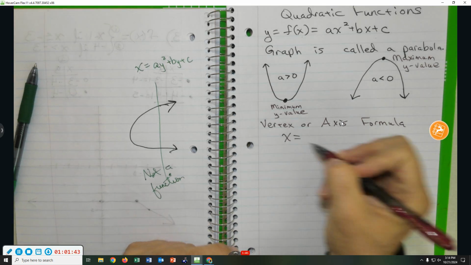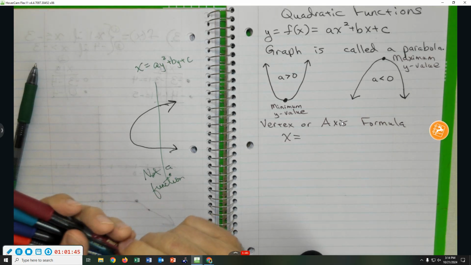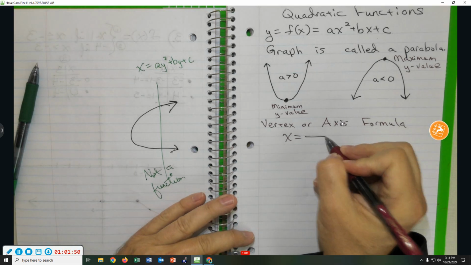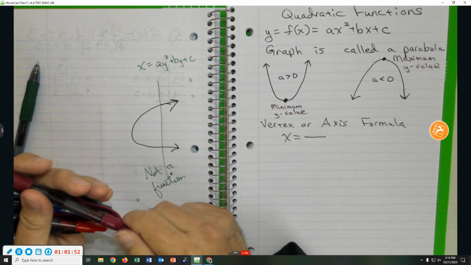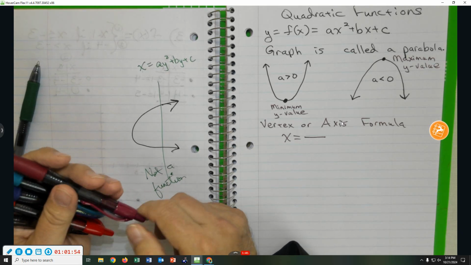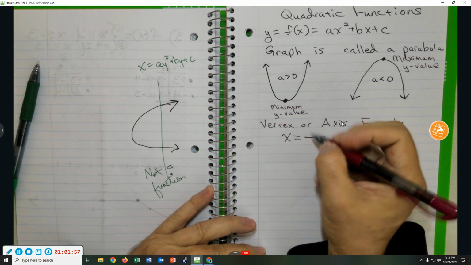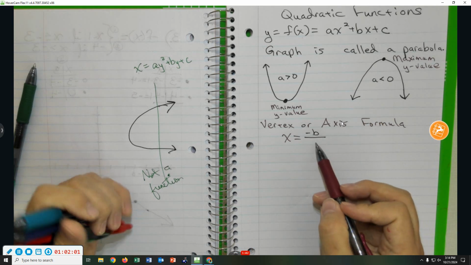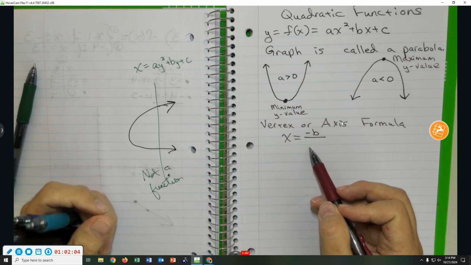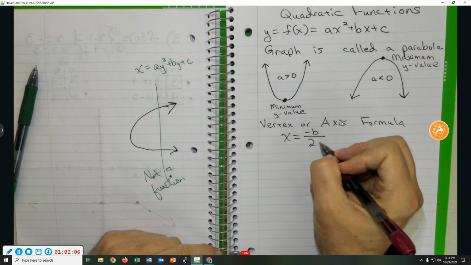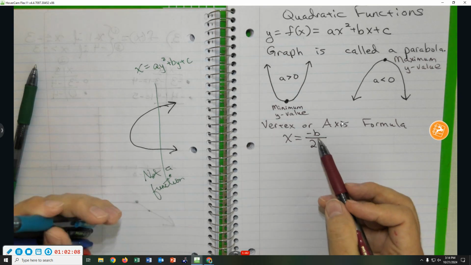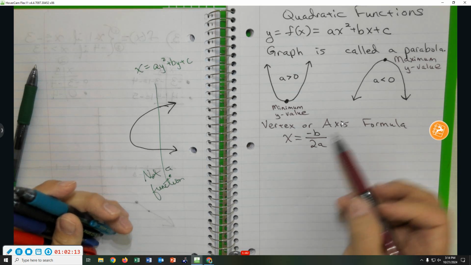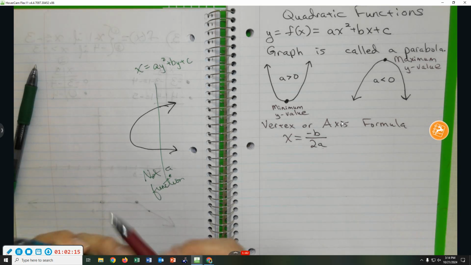x equals... Hey, do y'all remember the quadratic formula? How does it start off? There's a fraction. What's the first thing you have on top of the quadratic formula? x equals negative b plus or minus the square root of b squared minus 4ac, all over what's the denominator of the quadratic formula? 2a. This vertex formula is just the quadratic formula without the plus or minus, square root, all that messy stuff. Just negative b over 2a.